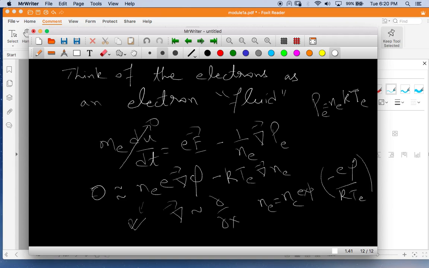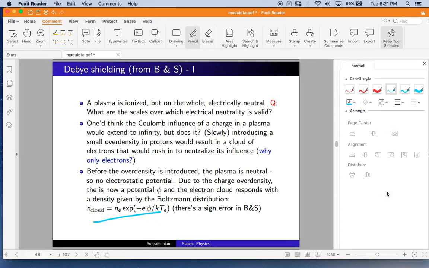So this is another way of understanding this expression here. This is the equilibrium density of the electron cloud in the presence of an applied potential. And where did this potential come from? It's because of the charge overdensity. Okay, all right, so let's go ahead now.